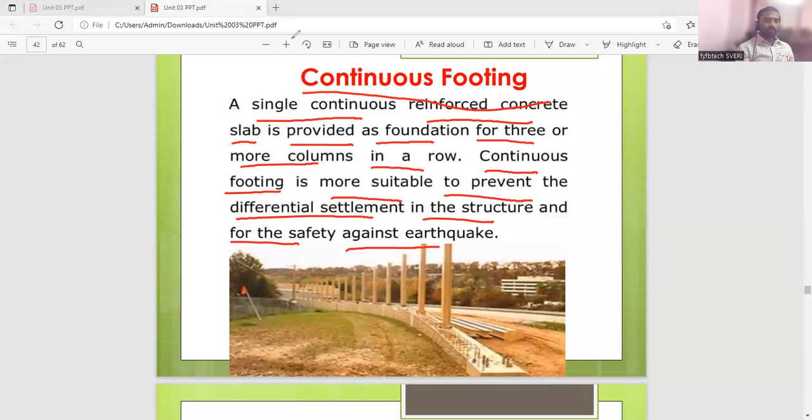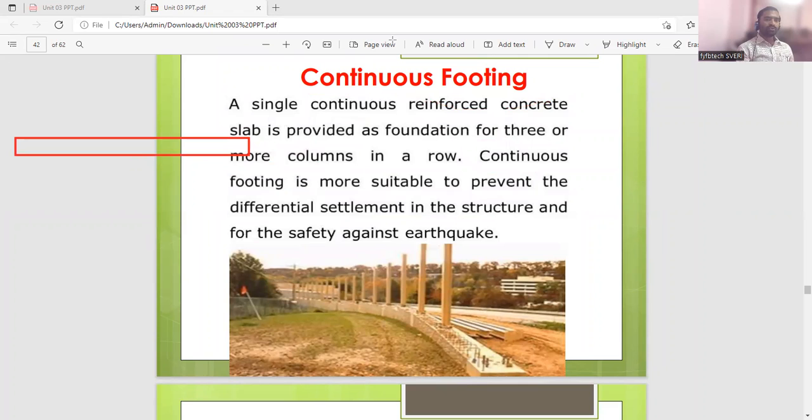See, I will draw the diagram. This is the continuous footing diagram. This is the continuous footing. So this footing is having multiple numbers of columns. Is it visible? Columns. These are columns.